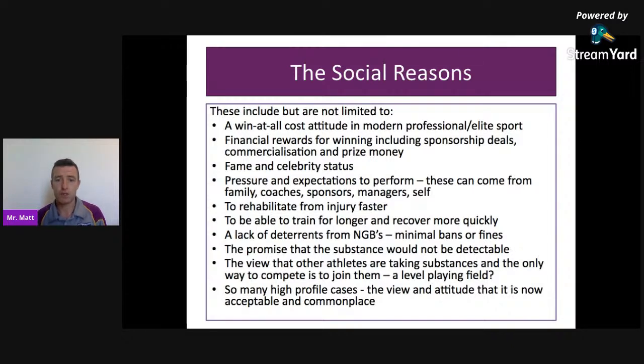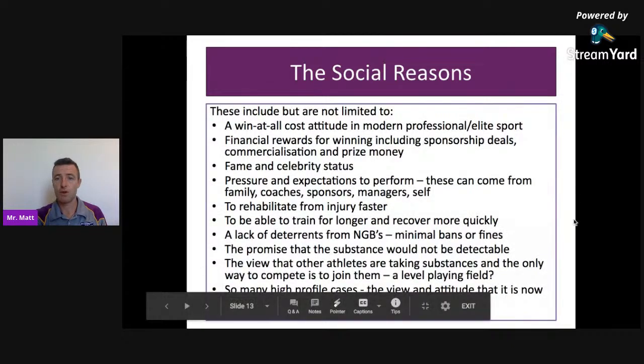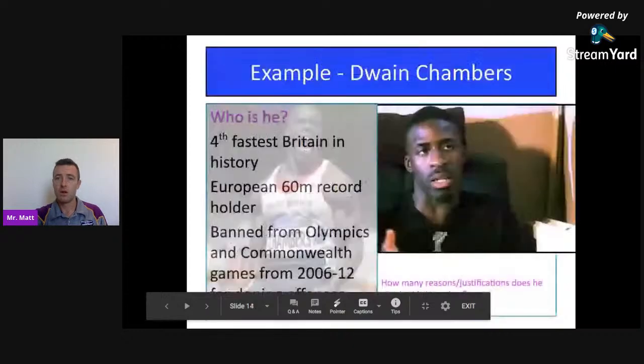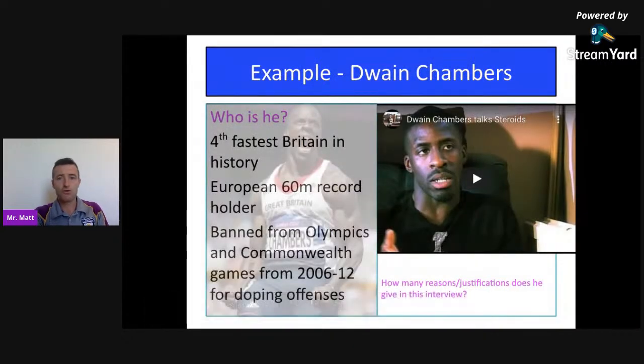taking drugs. And the final social reason I've got for you is that there are so many high-profile cases that there's an attitude that it's actually acceptable to take these drugs within particular sports, even though they are illegal. We're going to be looking at our first drug here.